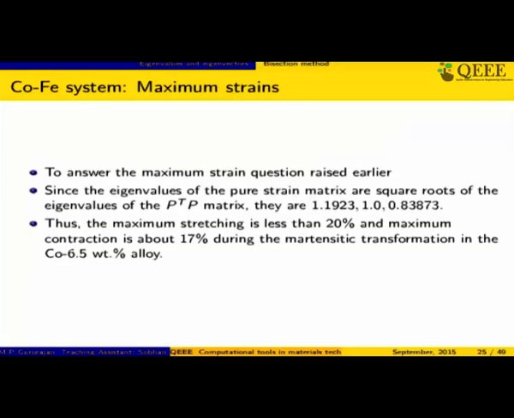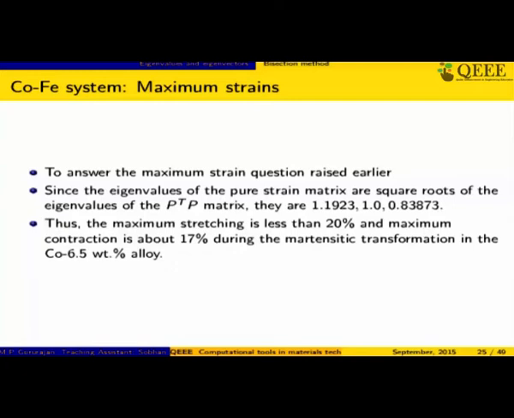So let's go back to the question with which we started. We wanted to answer what is the maximal strain. The eigenvalues of the pure matrix, we know, are the square roots of the eigenvalues of the P transpose P matrix. So you can take the eigenvalues, you can take the square root.